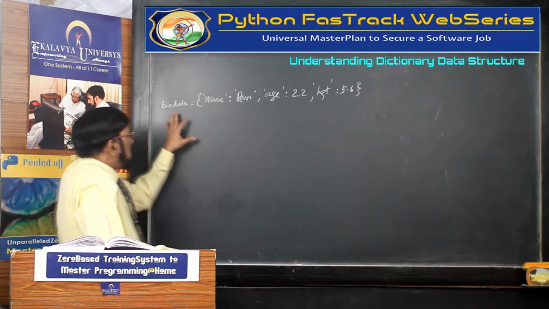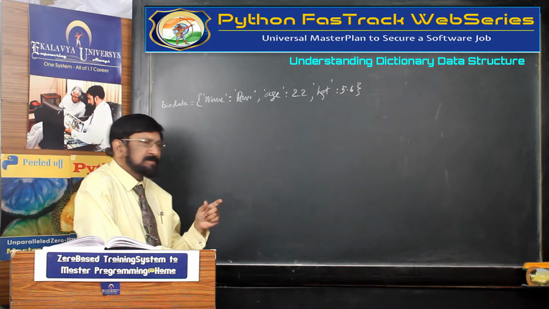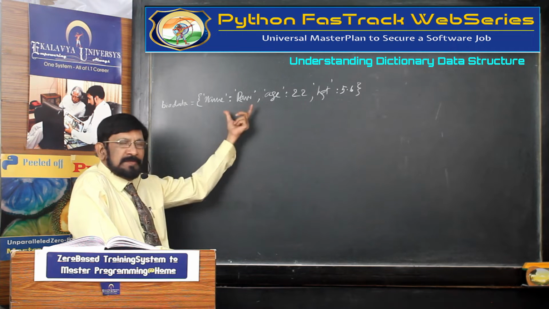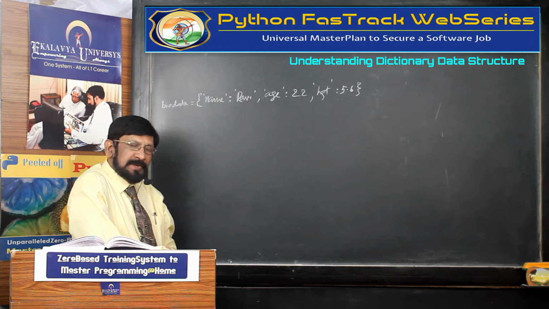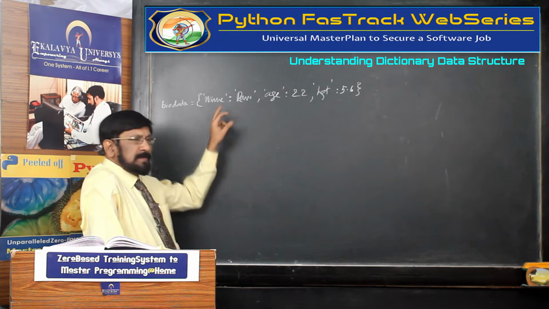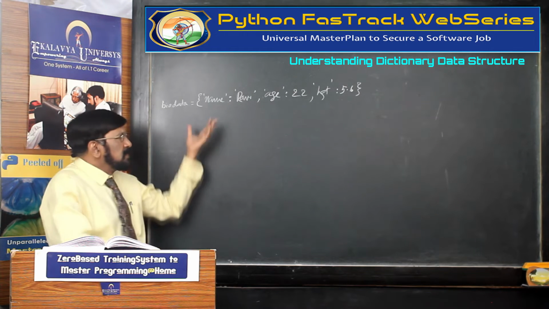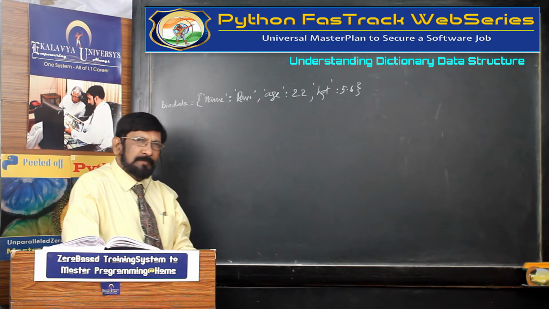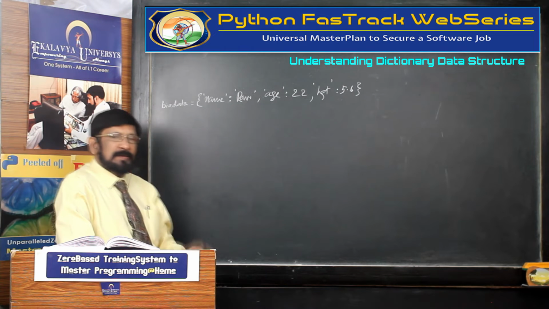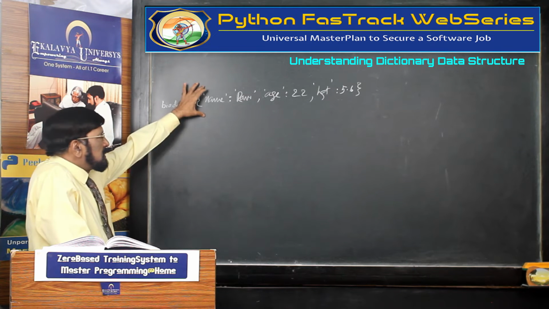In this, we have created a dictionary data structure with three items. That means every item is a key and value pair. In this way, you can give any number of items. You have every freedom to give them, and this is the way we can create a dictionary.